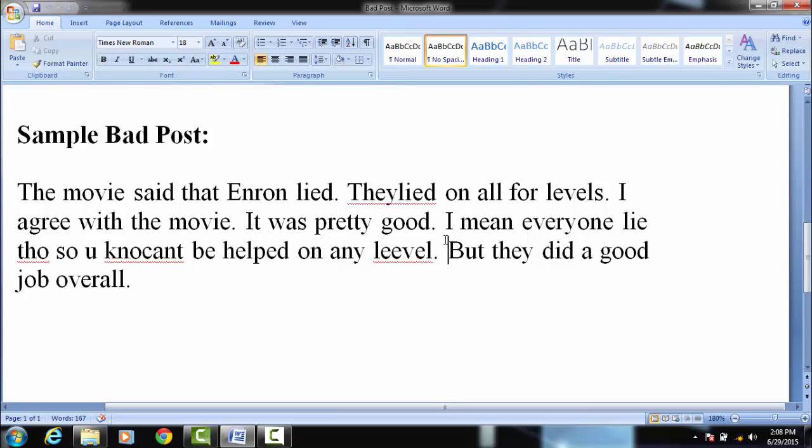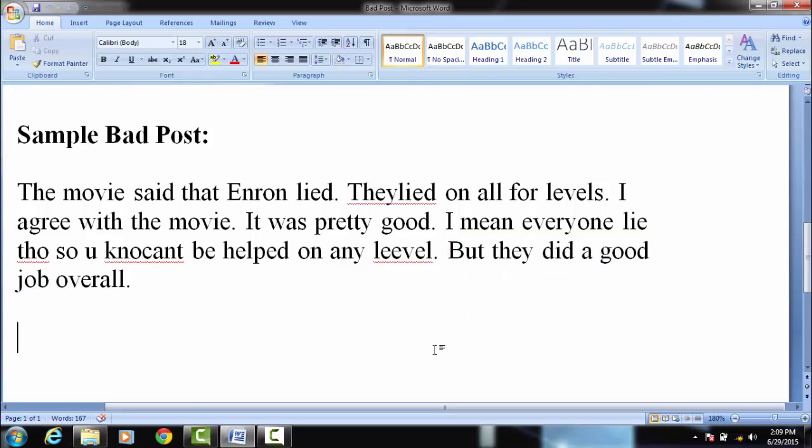I mean, everyone lie, though so you know can't be helped on any level. The sentence structure is very messed up here. First, it's obvious that the student didn't proofread. Let's go on. The student finishes with another evaluation, but they did a good job overall. This would work better if the question was, what were your opinions about the film? But it's not. Overall, the post doesn't answer any of the questions raised by the prompt.